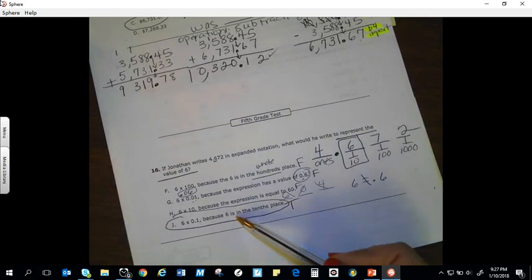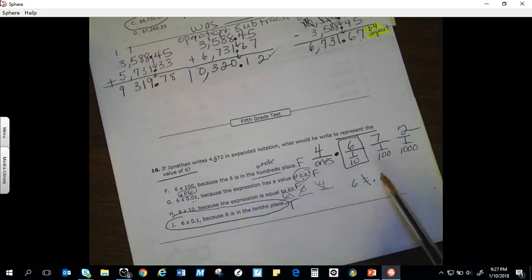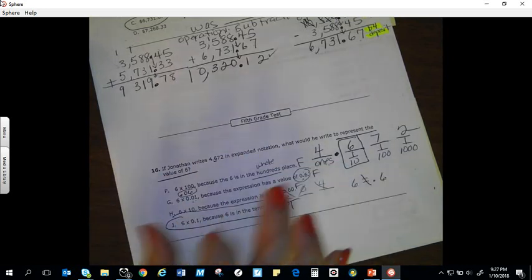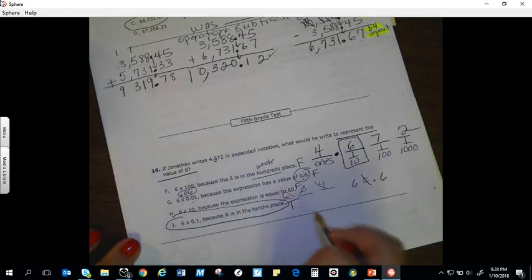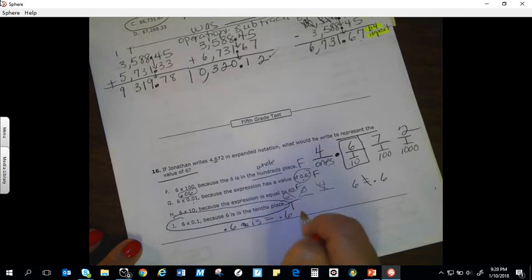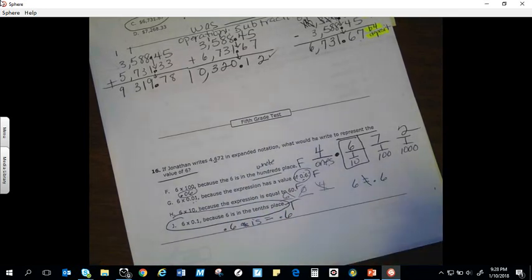Now look at all the work that I did to get the answer correct. So if you're just circling an answer and saying, I've got it, you're not showing the evidence that you can prove that your answer is correct. So stop, pause this, and prove that your answer is correct by showing the work that we just did. So here I have 6/10 is equal to 6/10. Okay, and that's what you have.